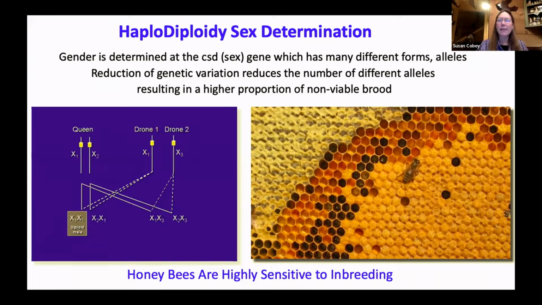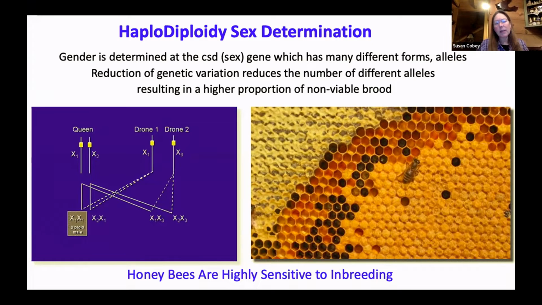And if you have the same allele when the sperm and the egg meet, you get a diploid drone, which is not viable. As soon as this hatches, the bees will remove it. You can rear these in the lab. I think Woyke did this many years ago, but they're semi-sterile. Not sterile, but they have small sperm, so you can do that in the lab.